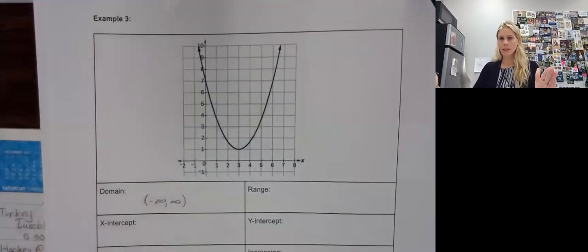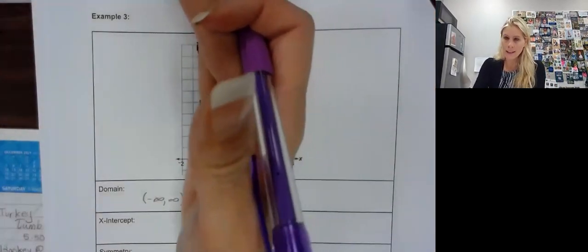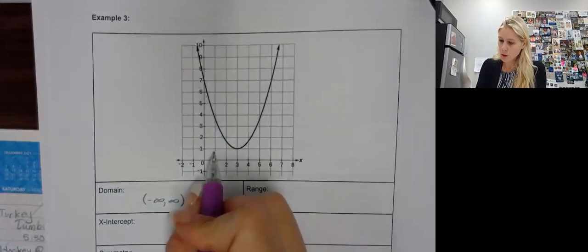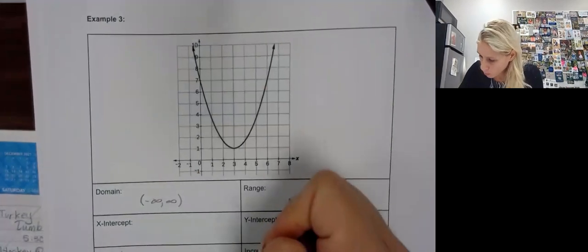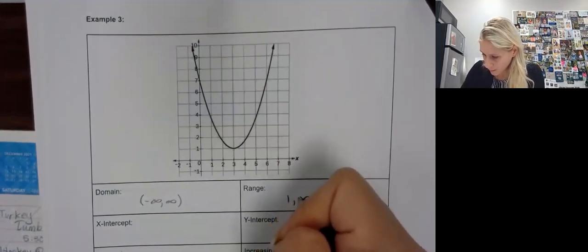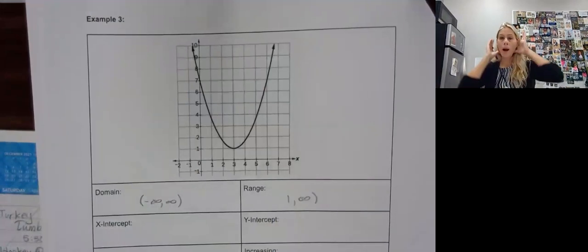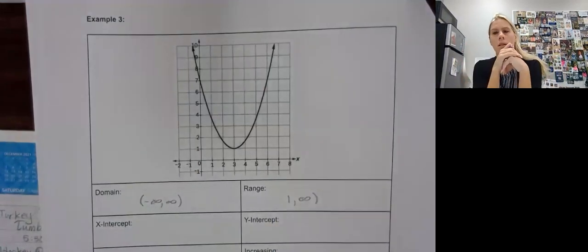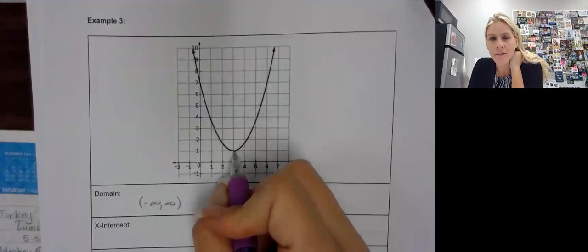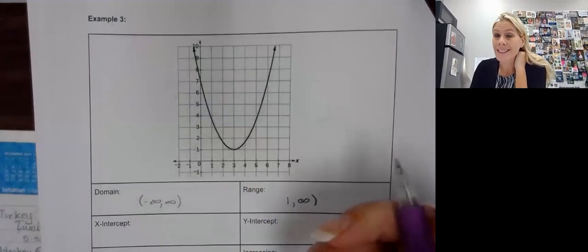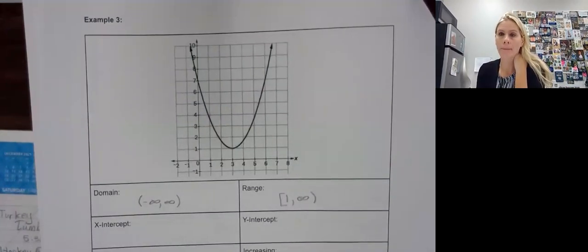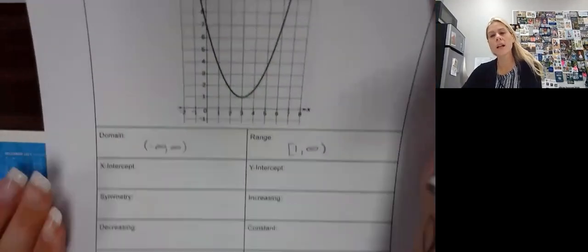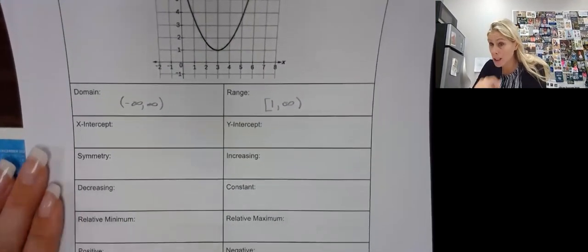Now range, imagine squishing this whole graph onto that y-axis. As you can see, we have a lowest point at 1, and both of our arrows go up. So at 1, and it goes to infinity. Now, I did not write a bracket or a parenthesis for that 1 because I want you to look at it a little bit. Does it hit 1? Is it filled in at 1? Yes, it is. So since it is filled in, we have a bracket. These are some decisions that you're going to have to take your time in making.